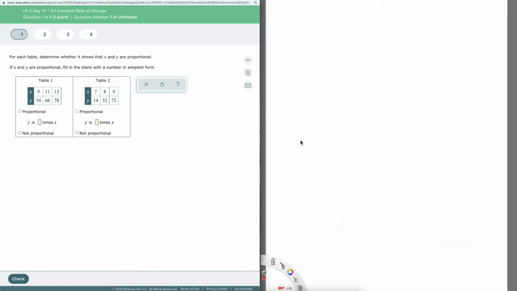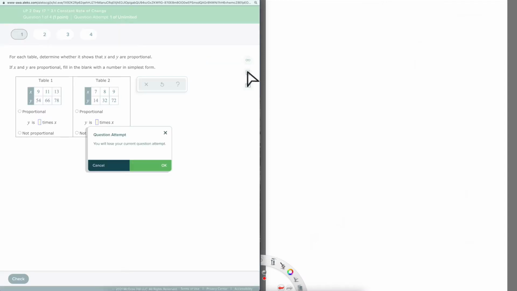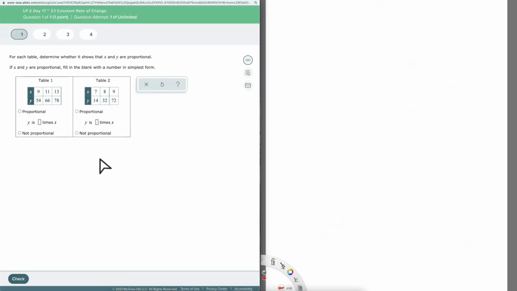All right, so we have 3 buttons on the side here. Explanation literally explains this question to us. So it's giving us the solution to this one. So it's telling you you're going to lose your attempt on this question. It's not going to give you the answer and then let you come and type it in. You'll lose the attempt. You'll have to come in on another attempt to try to get points for this one.